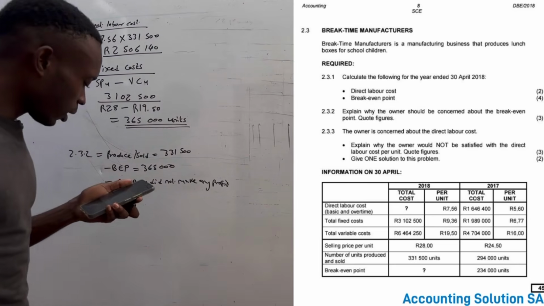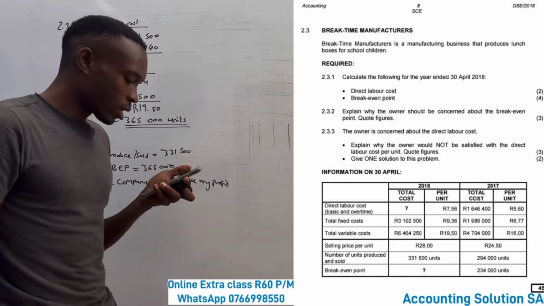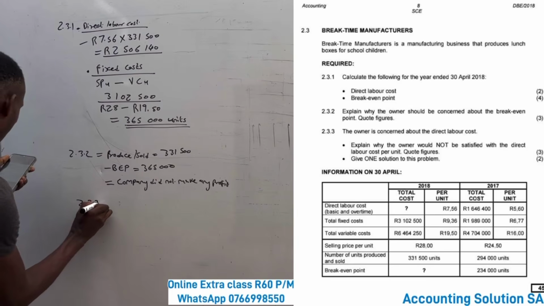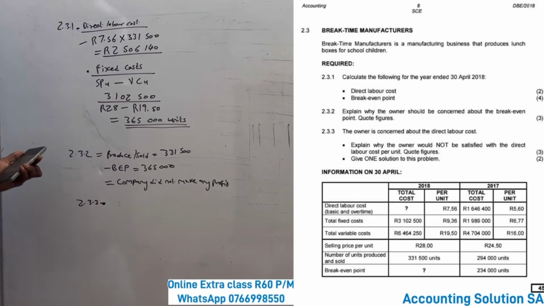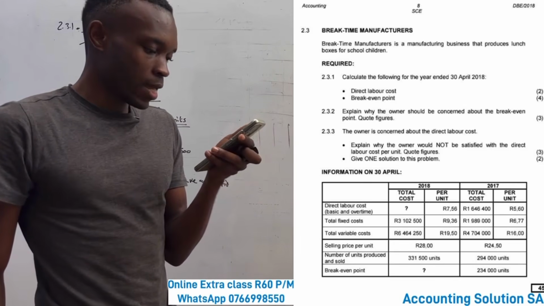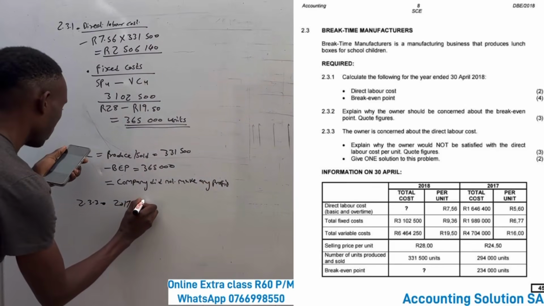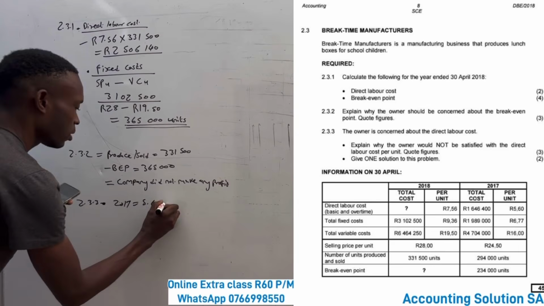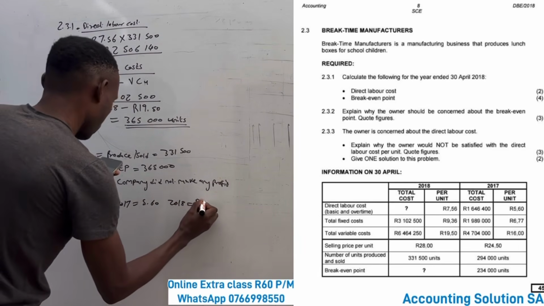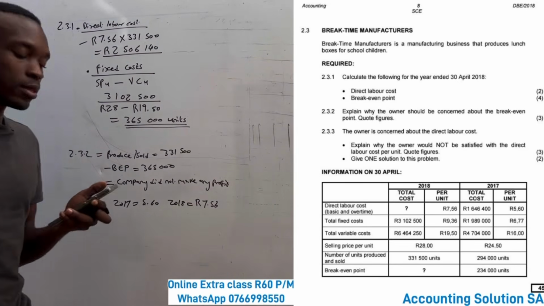Okay, the next one. The owner is concerned about the direct labor cost. Okay, 2.3.3. The first part: explain why the owner will not be satisfied with the direct labor cost per unit. As you can see, in 2017 direct labor cost is 5 rand 60, and in 2018 it is 7 rand 56. It simply means that there is an increase.